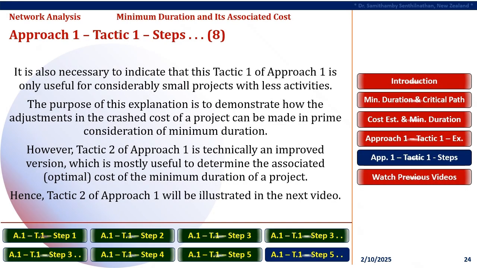It is also necessary to indicate that this Tactic 1 of Approach 1 is only useful for considerably small projects with fewer activities. The purpose of this explanation is to demonstrate how the adjustments in the crashed cost of a project can be made in prime consideration of minimum duration. However, Tactic 2 of Approach 1 is technically an improved version, which is mostly useful to determine the associated optimal cost of the minimum duration of a project. Hence, Tactic 2 of Approach 1 will be illustrated in the next video.